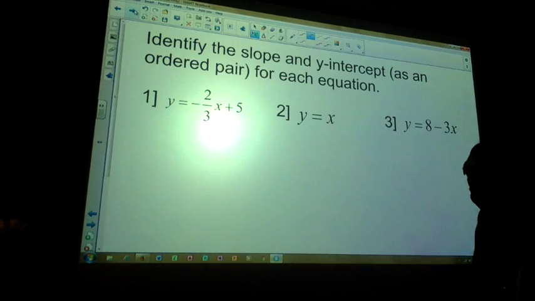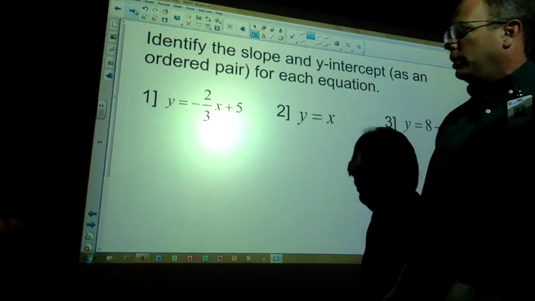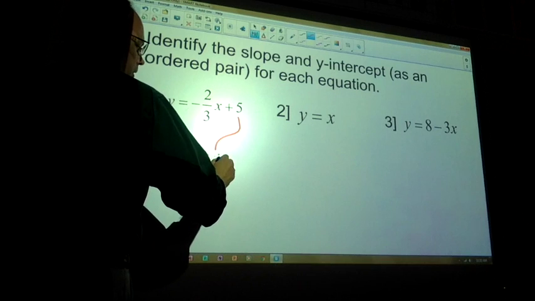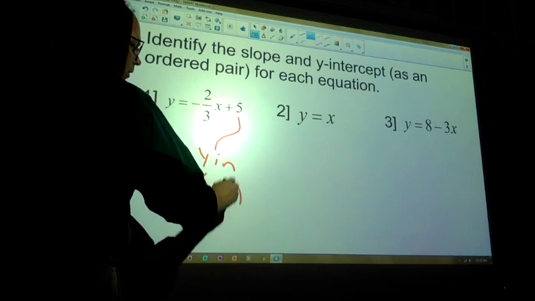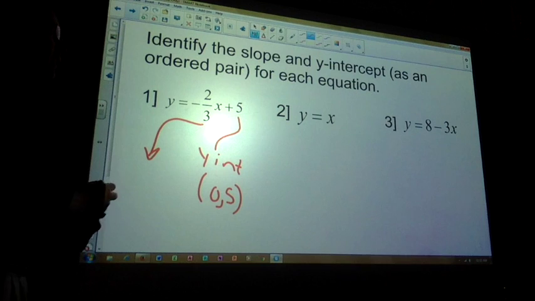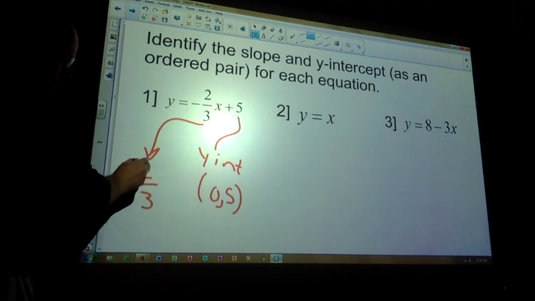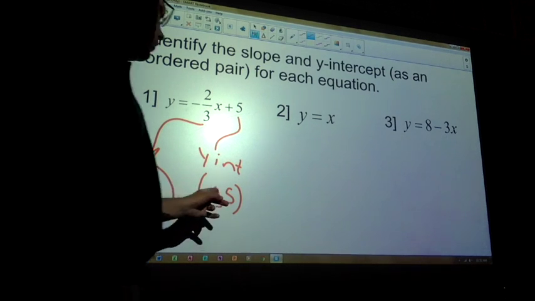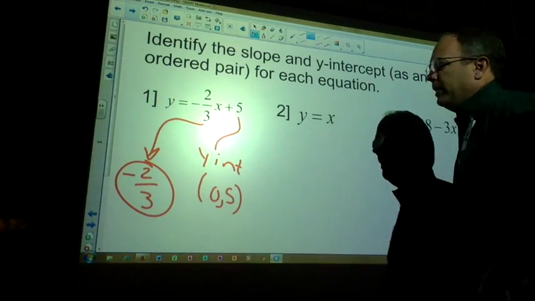Identify the slope and the y-intercept as ordered pairs for each equation. Well, the y-intercept here is 0, 5. The slope is, is the slope a point? No. The slope is a map to allow you to find another point. So if you had one point given, the slope of that linear equation is going to be identical. Our y-intercept is 0, 5 up here. We have a slope of negative 2/3.